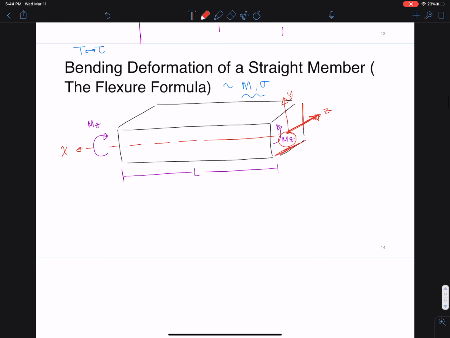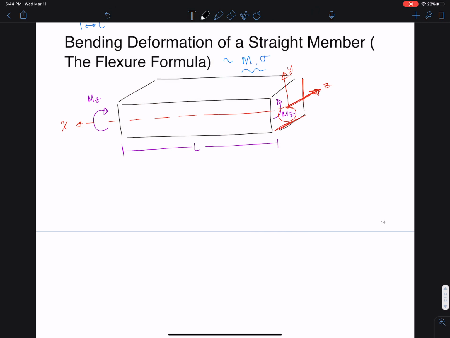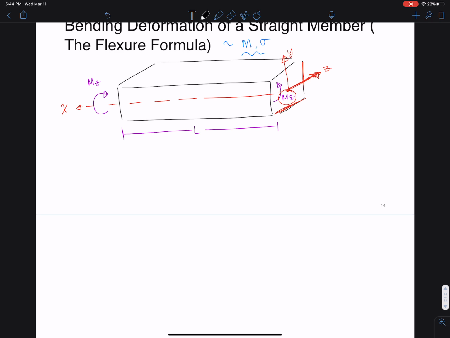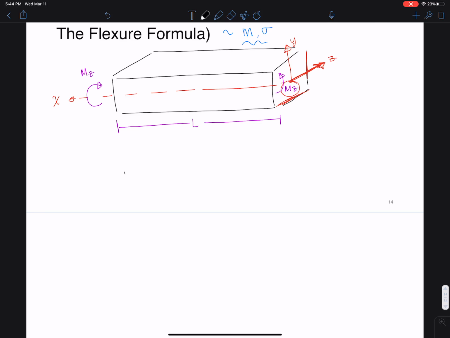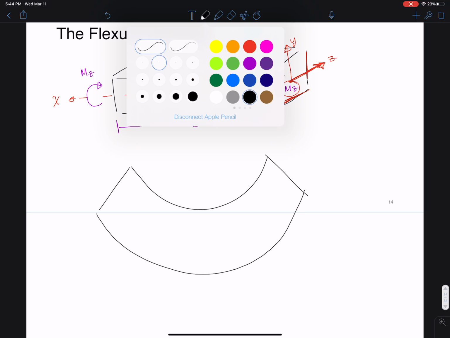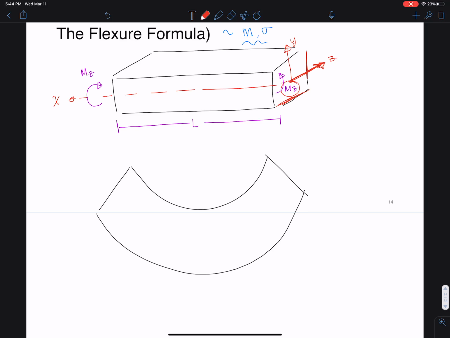So let's continue here. This is like no load applied right now. I'm going to draw a really exaggerated version of this after we have subjected it to some bending. Actually, let me redraw that. And you can see when I bend this, this top portion shortens. It becomes shorter. And this bottom portion becomes longer.